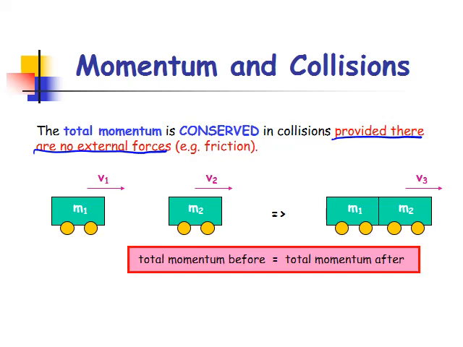The total momentum before is equal to the total momentum after, provided there are no external forces acting. In letters, we can say m1 v1 plus m2 v2 is the total mass m1 plus m2 times v3, the velocity of both objects joined together after the collision.